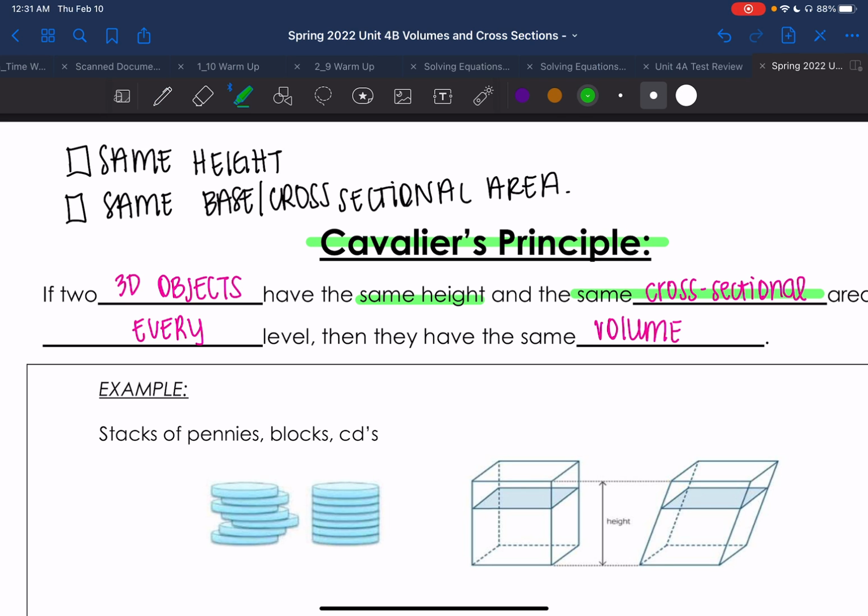All right, so we don't have many proofs like how we did last year, but this will be one of our proofs for this semester in geometry. We want to be able to say, yes, these two figures will have the same volume using Cavalieri's principle because they have the same height and because they have the same cross-sectional area. If one of those properties is missing, then no, we cannot say they'll have the same volume.